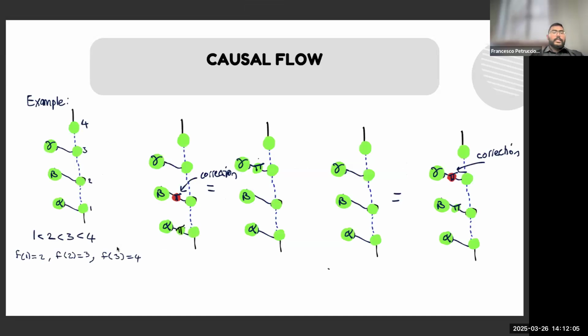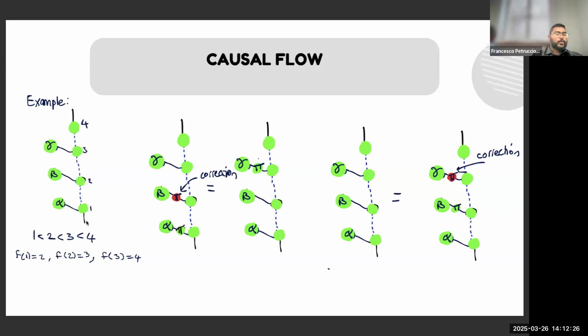So let's look at an example of this. An example of causal flow is this example on the extreme left here. This is a pattern. We have 3 measurements here. The order we want to measure in is simply the linear order of 1, then 2, then 3, and then 4. Which vertices are we using for correction?